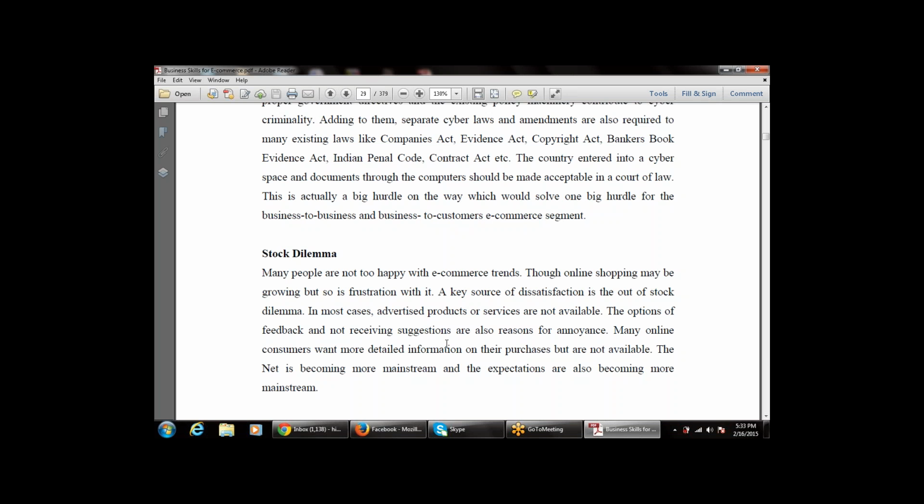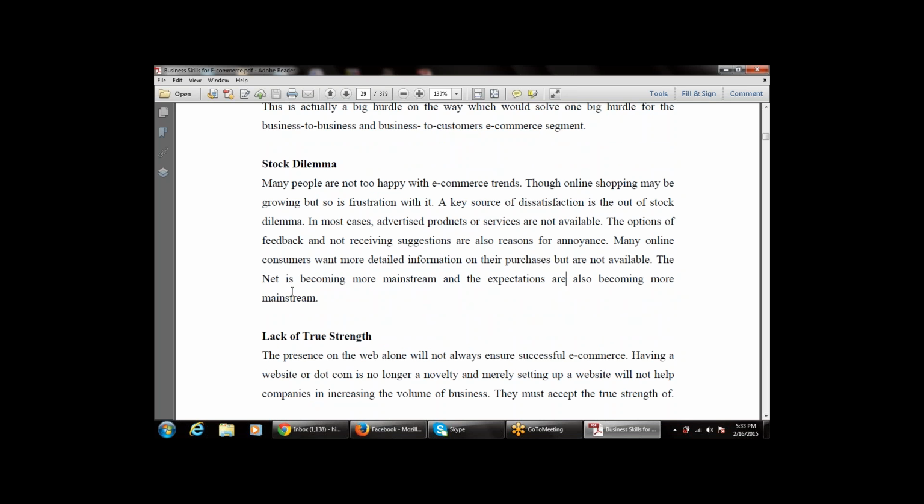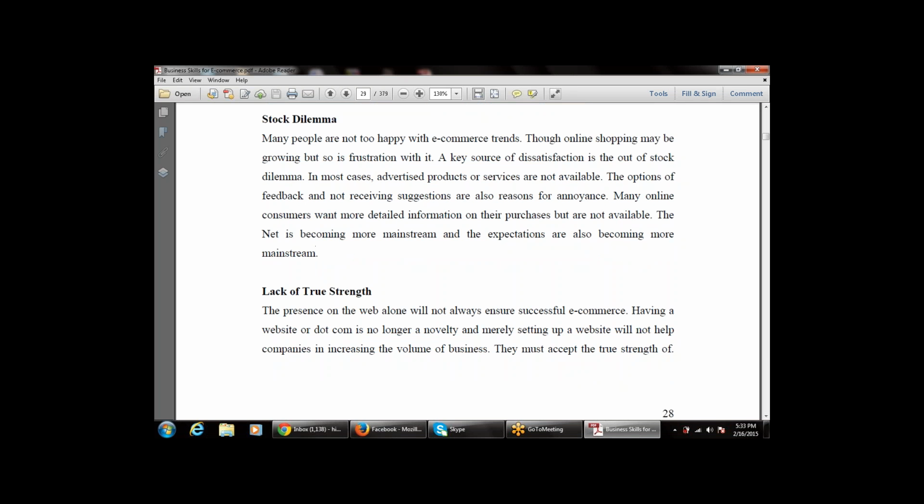That is, there is only limited information available on the internet. This is also one of the limitations. The net is becoming more mainstream, and the expectations are also becoming mainstream. The net is available, but the stock is not available for doing the transactions.